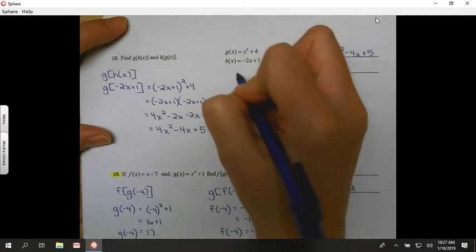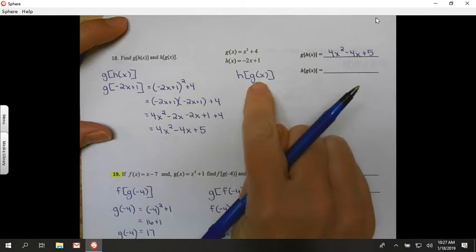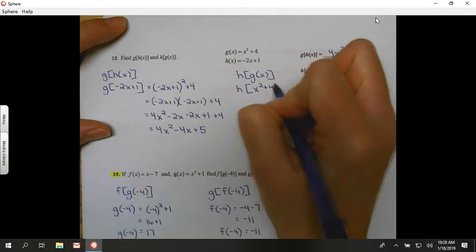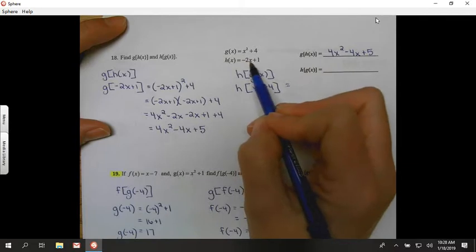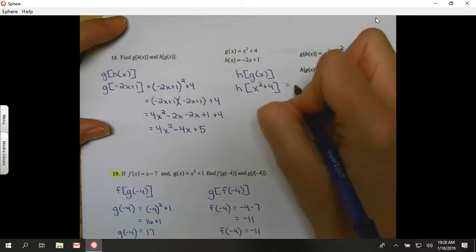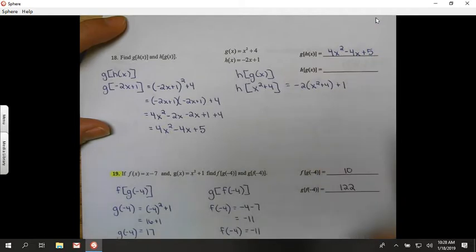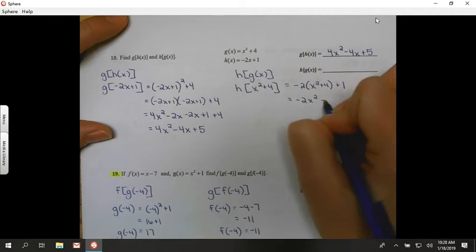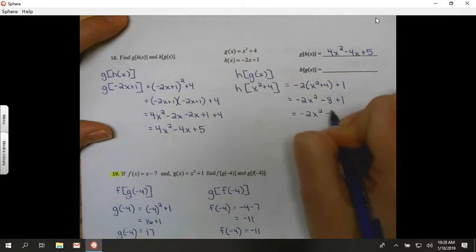Now if we go the other way, so I'm going to do h of g of x. So remember, instead of writing g of x right here, I'm going to go ahead and write what g of x actually is. So x squared plus 4. And that's telling me go to my function h, and where there's an x, replace it with x squared plus 4. So instead of writing negative 2x plus 1, I'm going to write negative 2 times x squared plus 4, plus 1. And then distribute. So negative 2x squared minus 8 plus 1. So negative 2x squared minus 7.